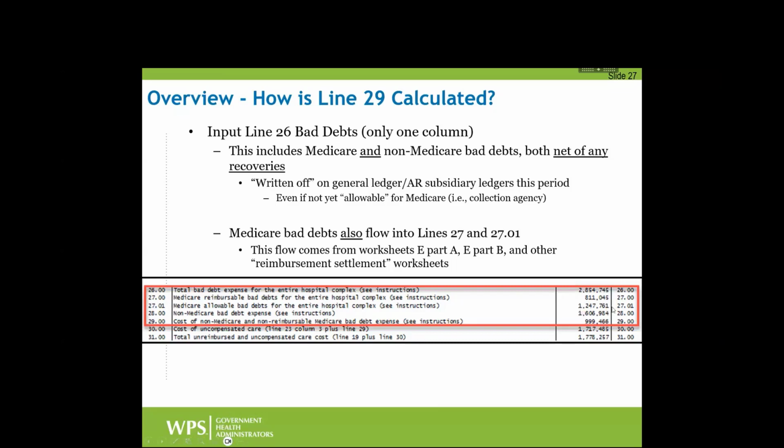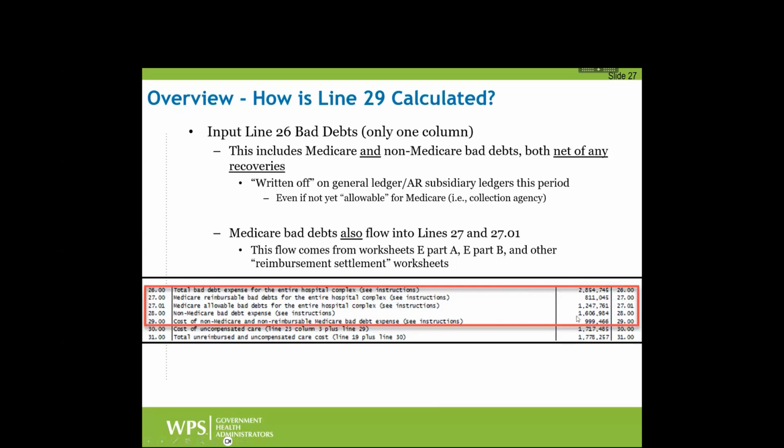27.01 is the total bad debt, and then 27 is the amount that Medicare actually paid for, the 65%. So the difference between those two would be the 35% that Medicare will not pay for. So out of that, these three lines, the system can get an idea how much of this line 26 is supposed to be non-Medicare bad debt.